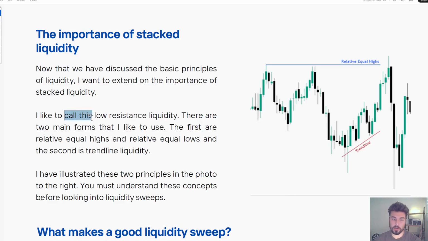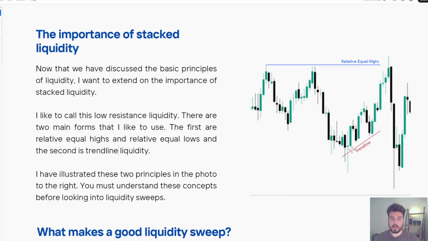I like to call this low resistance. So if you hear people talk about LRL or trendline liquidity, this is what they're talking about. Low resistance liquidity, or a low resistance liquidity run, just means that you expect the price to move quickly because there's a lot of stacked liquidity. So the idea of low resistance is the market's going to move quickly to these liquidity points, to these swing highs or swing lows, because liquidity is stacked, because stop losses are stacked.